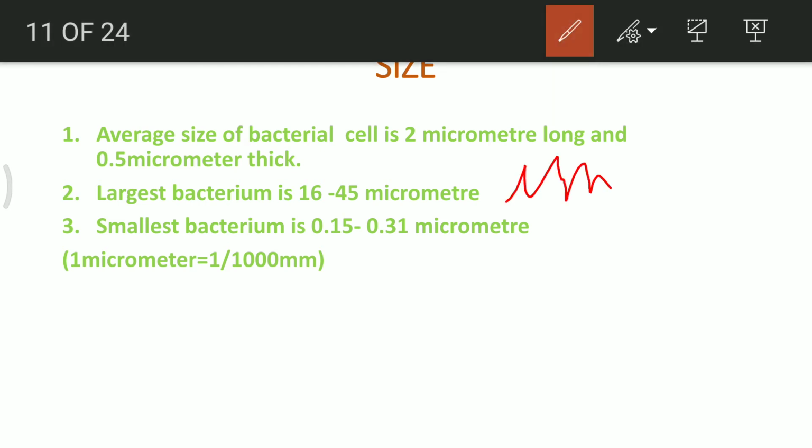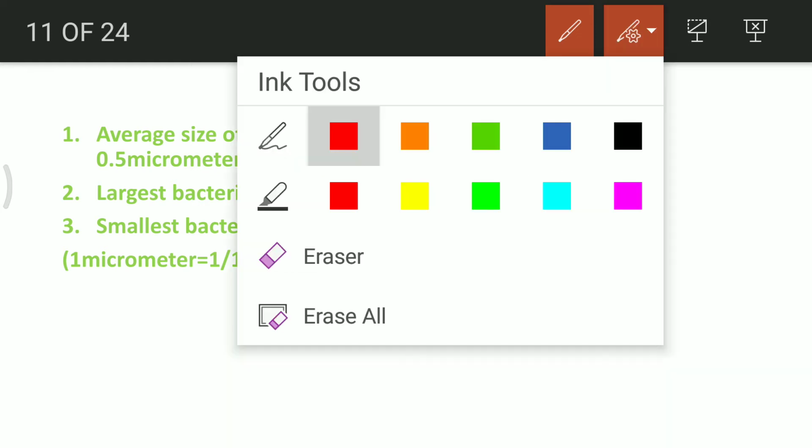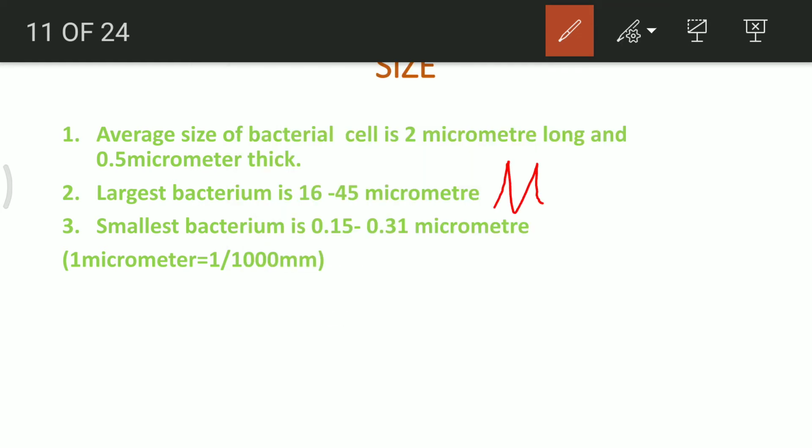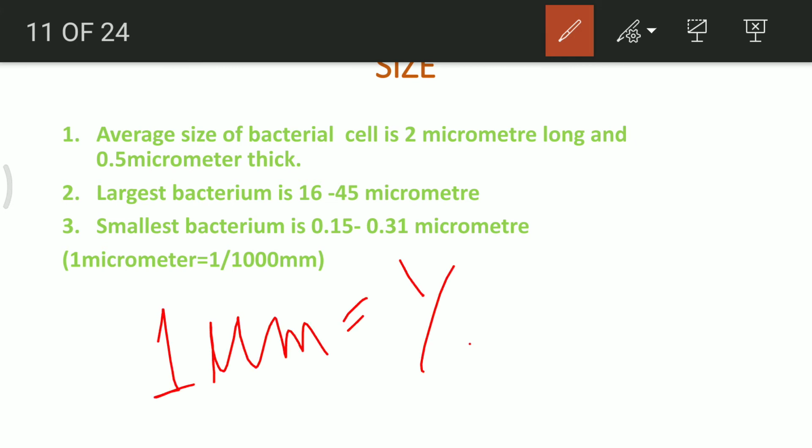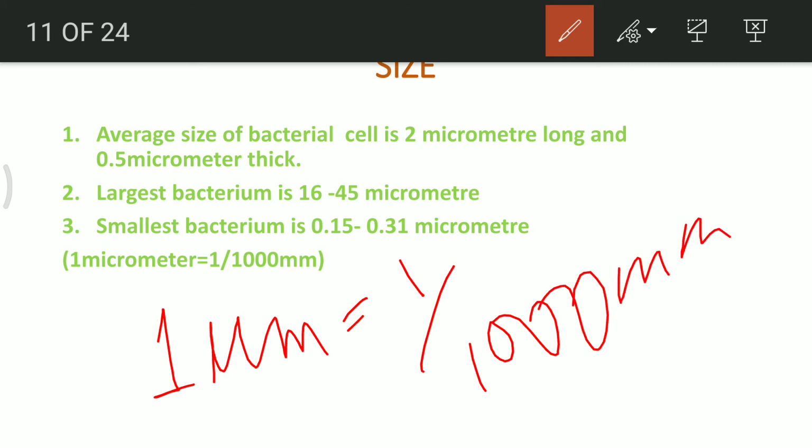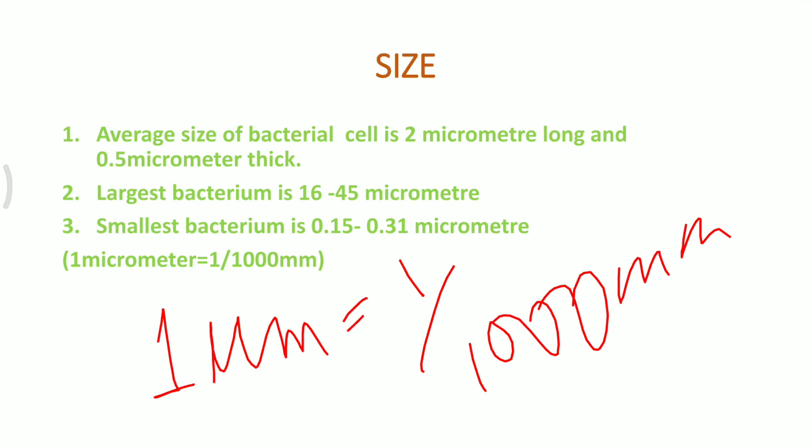Micrometer is written like this. Micrometer is written in this form, mu m. This is pronounced as mu. So I hope you will remember it. And when I have written here micrometer, it means that 1 micrometer is equivalent to 1 by 1000 of a millimeter. Okay. So this is just the little idea you should have about mu.